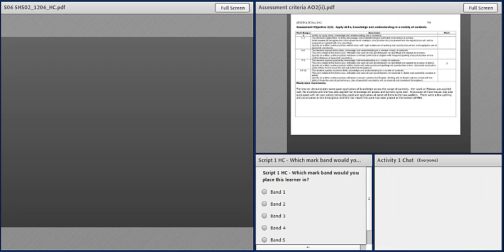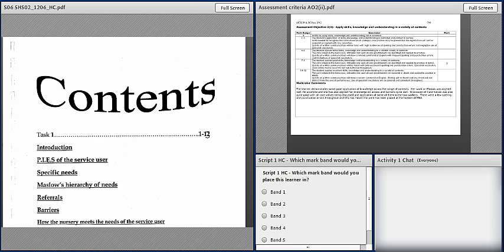So the first activity is to look at script HC. You're not going to look at the whole script, you haven't got time to look at the whole script. What I want you to do is to go to the section that talks about care values, and I want you to read through the care values. You also have the assessment criteria on the screen as well for AO22. Read through the care values element of this script and then look at what mark you think it should have got. And in fact, I'm just looking now, and we've actually got the answers up there.